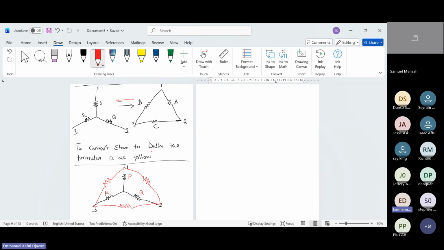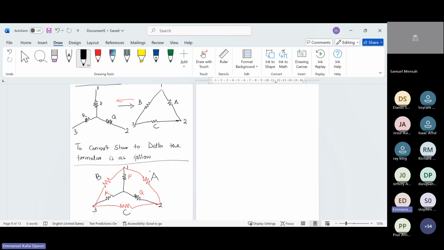Now, remember, for the delta, it is A, B, and C. Now, for me to transform the star to a delta, how do I do it? Now look at the diagram critically. It is very, very simple. Just understand the principle behind it.